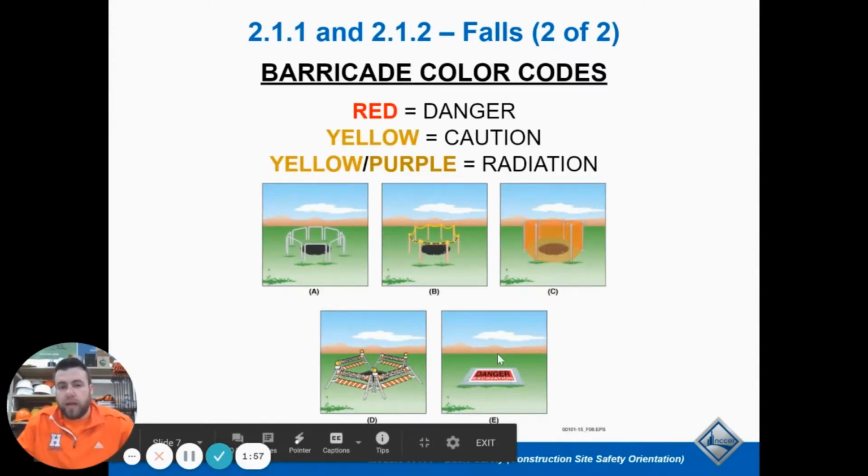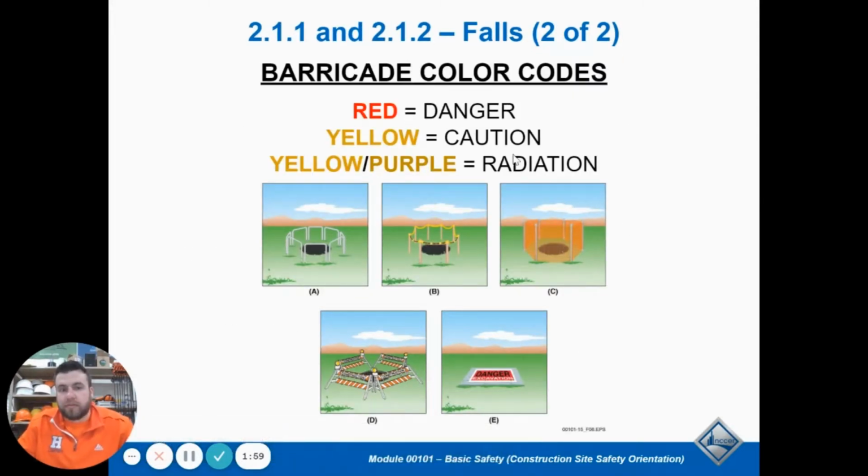So, a hole in the ground. There are different symbols you can see. Red is danger, yellow is caution. You ever see yellow and purple together? That means radiation. So Area 51, yellow, purple, radiation. I'm just making that up, but something to help those colors stick in your head. So yellow, purple means radiation.